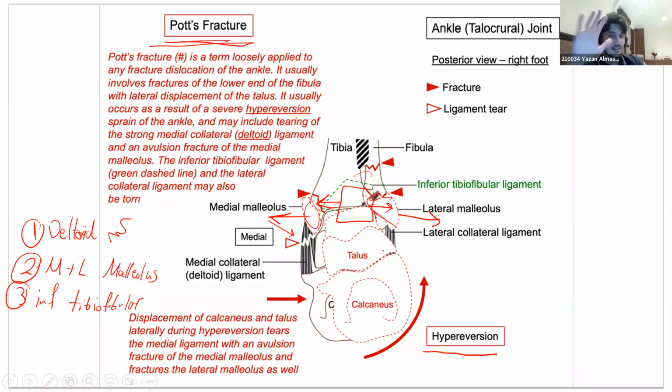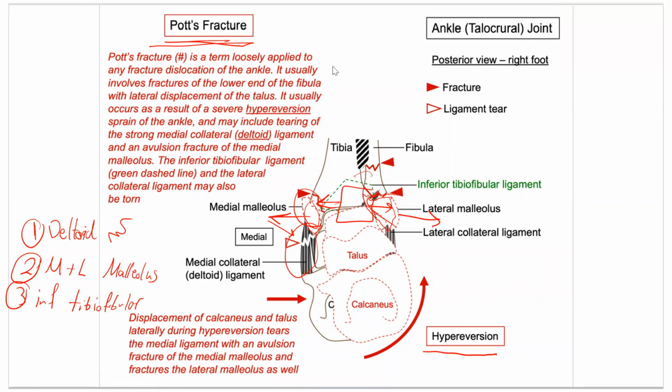Look, in a clinical case you can either have the deltoid ligament affected alone, or deltoid plus medial malleolus, or deltoid plus medial plus lateral malleolus, or deltoid plus medial plus lateral plus inferior tibiofibular. Don't stick to your memory that it has to be all three; the question will be very simple. Why is the lateral malleolus affected? I have no idea, honestly. You just have to understand it. So just memorize: the medial and lateral malleolus, the deltoid ligament and the inferior tibiofibular ligament are affected.